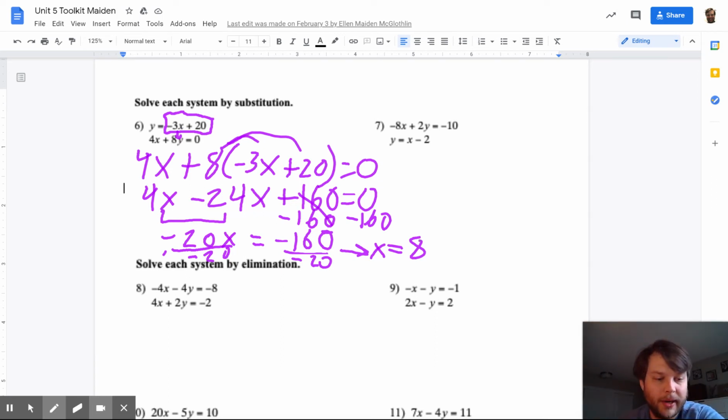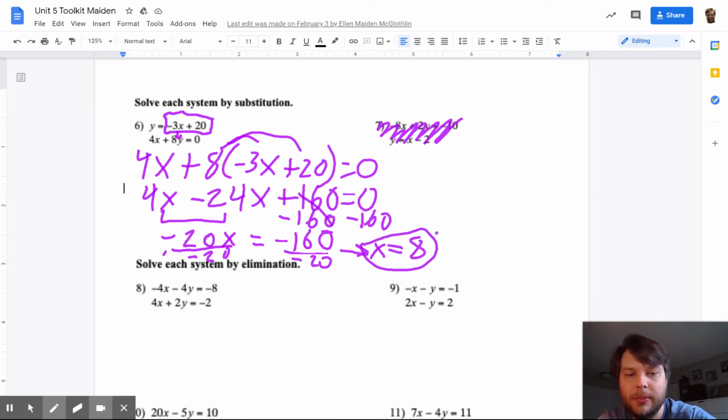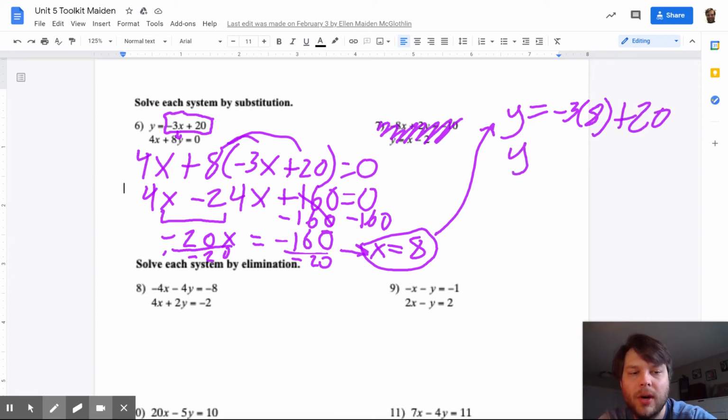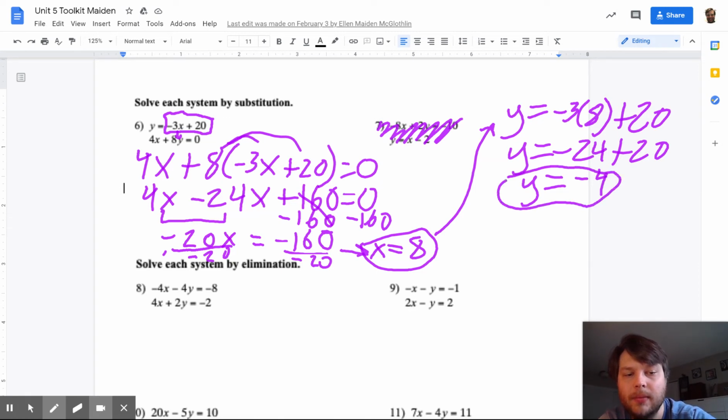Okay, I'm not done. I need both letters, and so I'm going to substitute x equals 8 back into the top equation. We'll just ignore this guy for now, so I have a little more space to write. Y equals negative 3 times 8 plus 20. Y equals negative 24 plus 20. And that means that y equals negative 4. Okay, that's my solution, 8 comma negative 4.